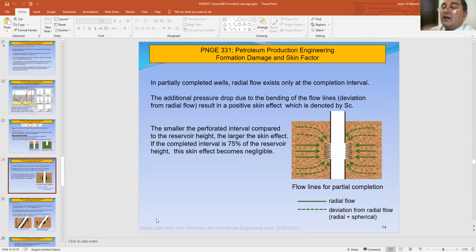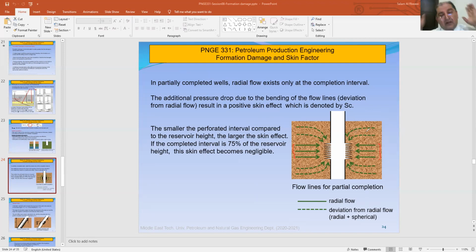For both partial completion and partial perforation, we have what is called the convergence of the flow lines. If you look carefully here, you're going to find that the streamlines of reservoir fluid for this area are totally horizontal, so there is no problem here. But the streamlines that come from the upper and lower part have to change direction toward the area where the pressure is small. And this change in direction requires more pressure drop.